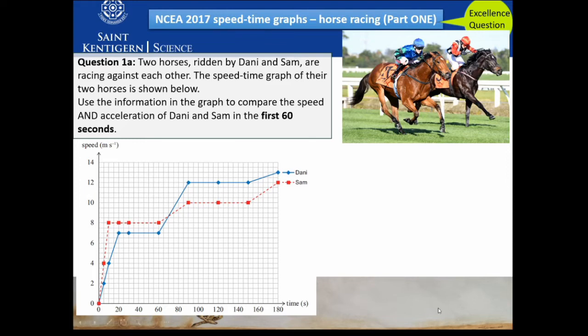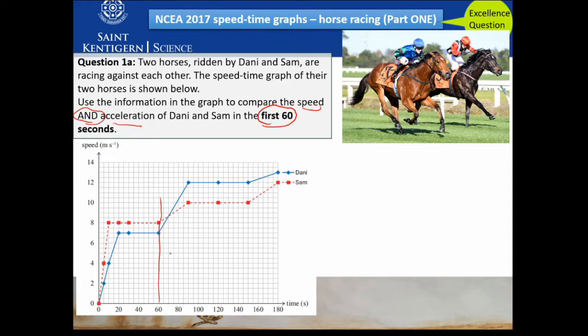Two horses are ridden by Danny and Sam. They're racing against each other. The speed time graph of their two horses is shown below. Use the information in the graph to compare the speed and acceleration of Danny and Sam in the first 60 seconds. That is very important. So speed and acceleration. So when we look at 60 seconds, that is where it is.